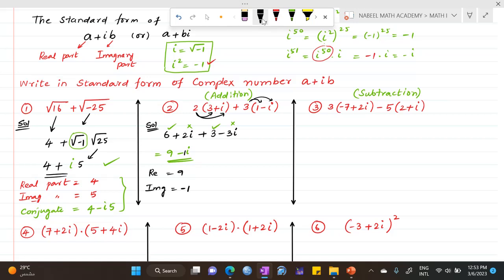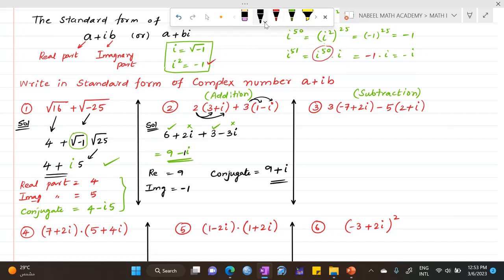The coefficient is minus 1. And what is the conjugate for this term? So conjugate is to change the sign. If it is plus, I change to minus. If it is minus, I will change to plus. So 9 plus i, this is the conjugate.